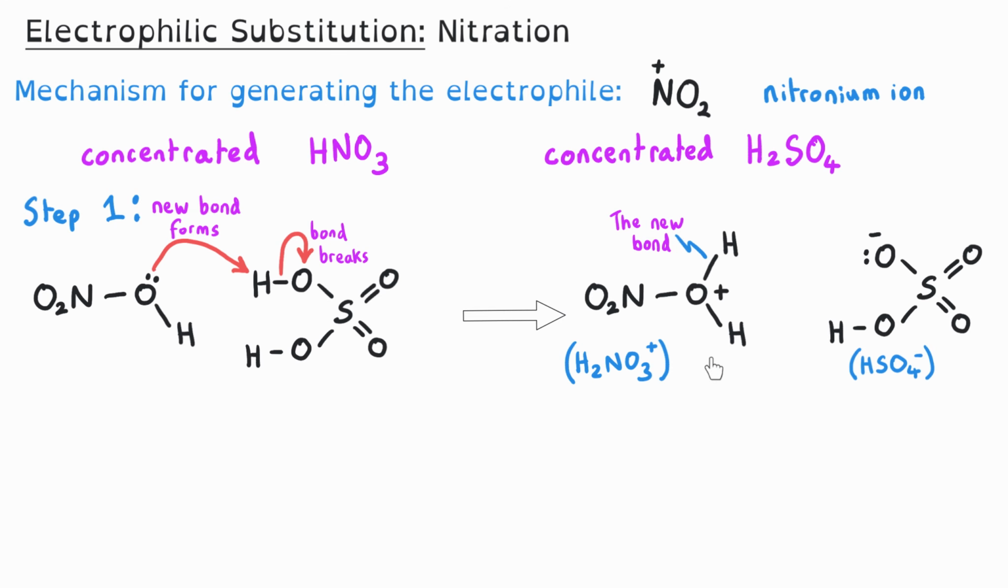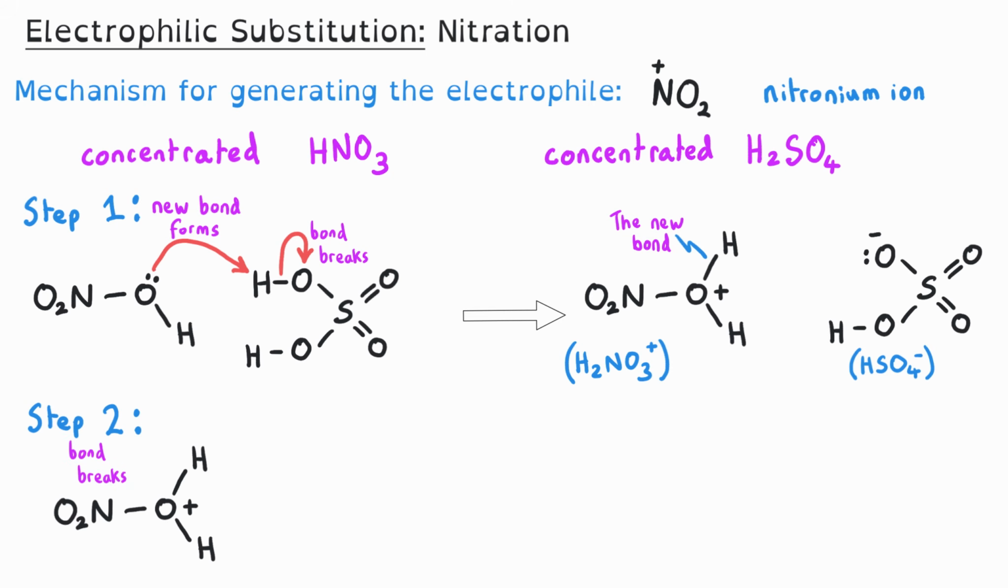Meanwhile, this H2NO3+ ion is involved in step 2, where actually all that happens is it falls apart into 2 pieces. And to do that, the covalent bond between the oxygen atom and the nitrogen atom, as I'm showing here, breaks.